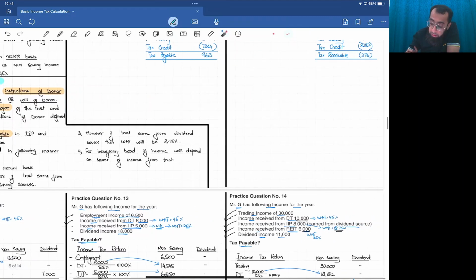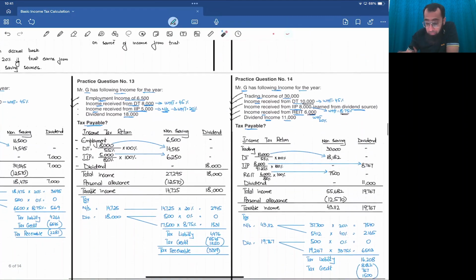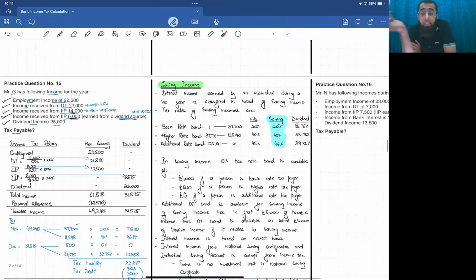And then we applied it in 3 practice questions. I believe that you guys are understanding it. We are constructing the structure, small bricks, step by step. The tax return format, non-saving income, personal allowances, real estate investment trust, dividends, discretionary trust, interest in possession trust. Every topic, its concept, and then the practice questions to give you clarity.